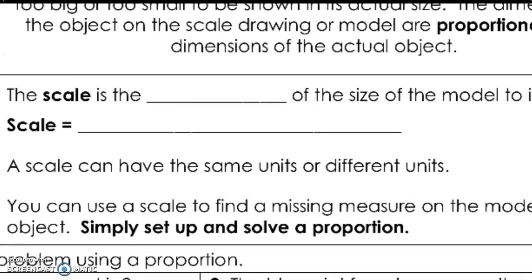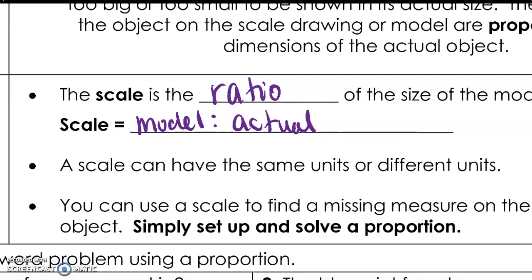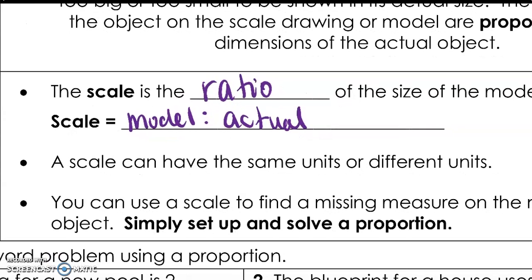So the scale is the ratio, remember that's a simplified fraction, of the size of the model to its actual size. So you always put the model first and then the actual thing second. This also works for maps, so you'll have the map to the actual distance. Notice here it says the scale can have the same units or different units. So it might be an inch comparing to feet or an inch comparing to miles.